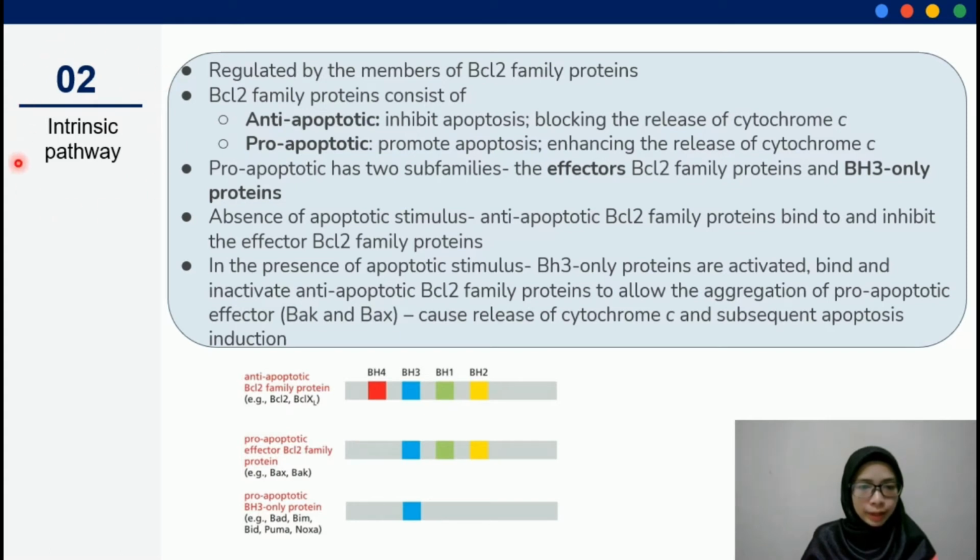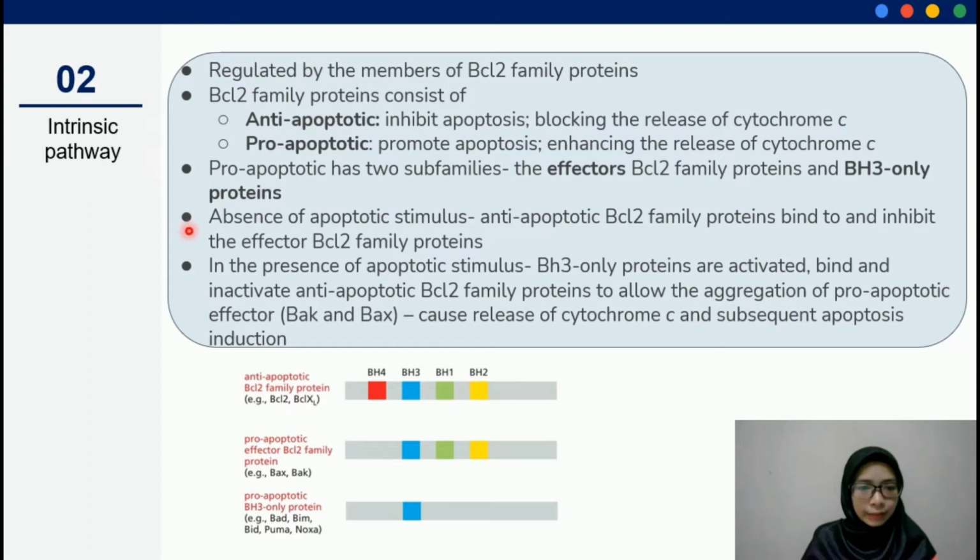The intrinsic pathway is regulated by members of the BCL2 family protein. This is because some BCL2 family proteins are anti-apoptotic while some are pro-apoptotic. Anti-apoptotic proteins will inhibit apoptosis by blocking the release of cytochrome C, while pro-apoptotic proteins will promote apoptosis by enhancing the release of cytochrome C into the cytosol. The pro-apoptotic proteins have two subfamilies, which are the effector BCL2 family proteins and BH3-only proteins. The figure below shows examples of anti-apoptotic and pro-apoptotic BCL2 family proteins.